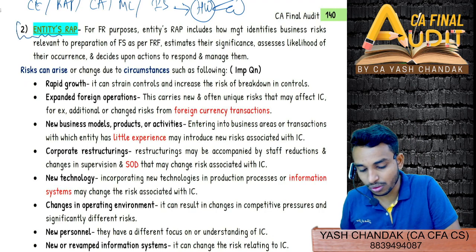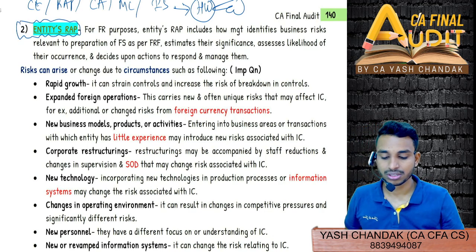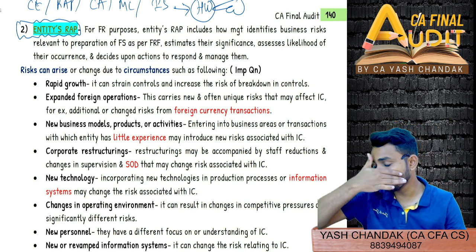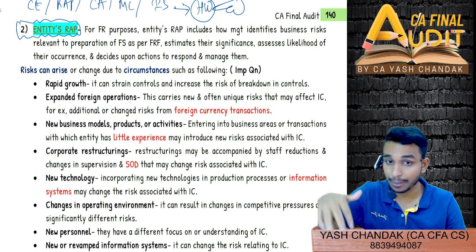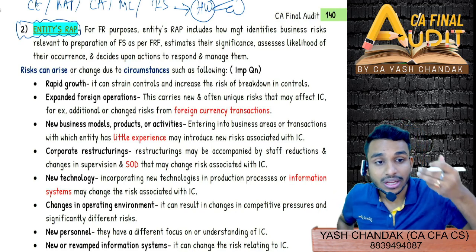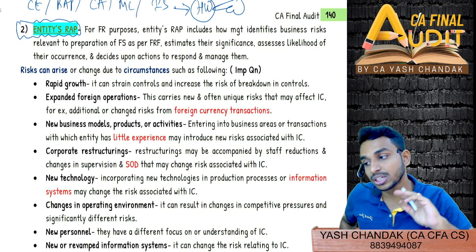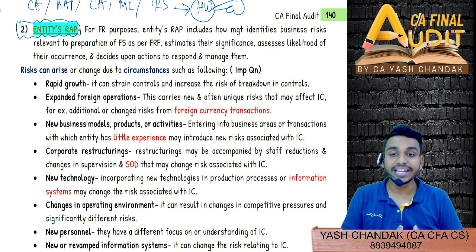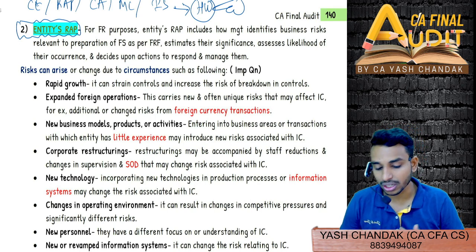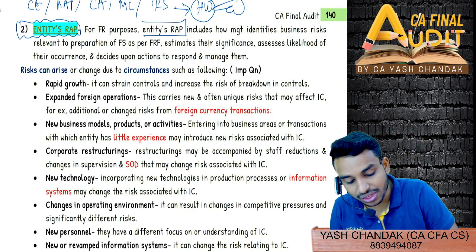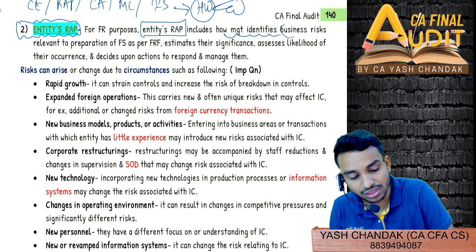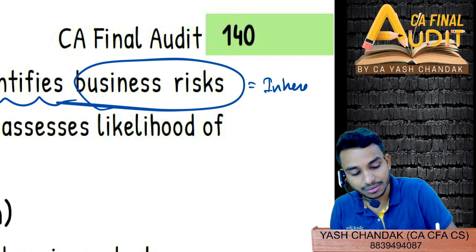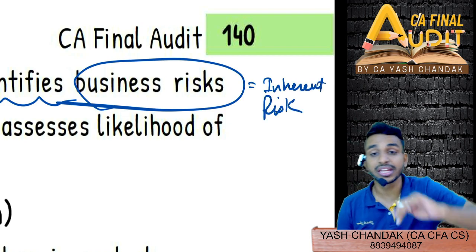Entity's risk assessment process. So the risk assessment process is what we have already done, right? This is an important component of internal control as well. The control is established or implemented to identify the risk, right? And after identification of the risk, we also have to assess the identified risk, whether it is a material risk or not. So the entity's risk assessment process includes how management identifies those business risks. What do you mean by business risk? Inherent risk, right? Inherent risk without considering any internal control.